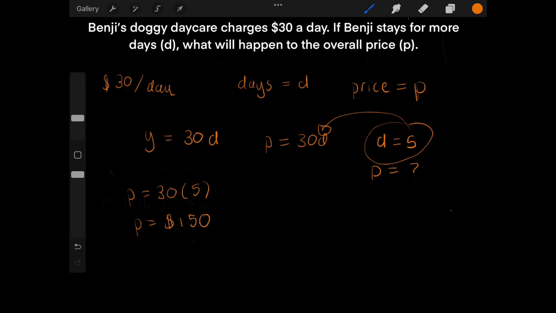So now we've answered all 3 questions. We know that y represents price, or output is price. This is direct variation, and it will cost $150 after 5 days. So now let's move on to another problem.